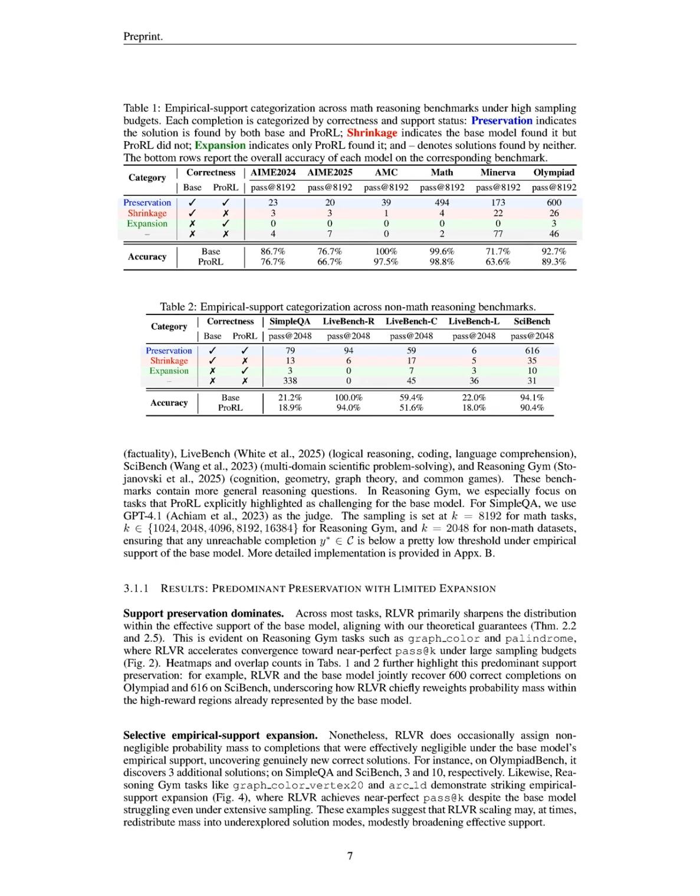The experimental design involved setting different sampling budgets, with K values ranging from 1024 to 16,384 for Reasoning Gym, and a fixed K equals 32 for math reasoning benchmarks, ensuring that any unreachable completions were below a low threshold under the empirical support of the base model.